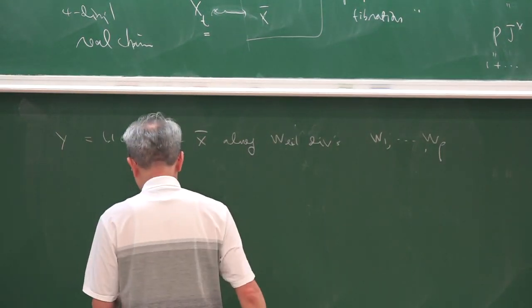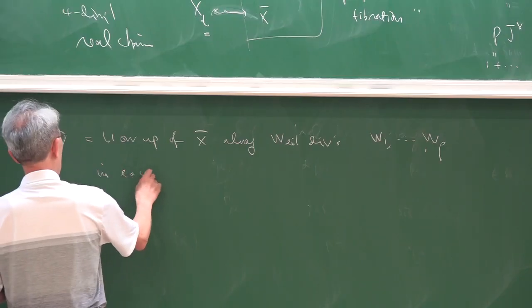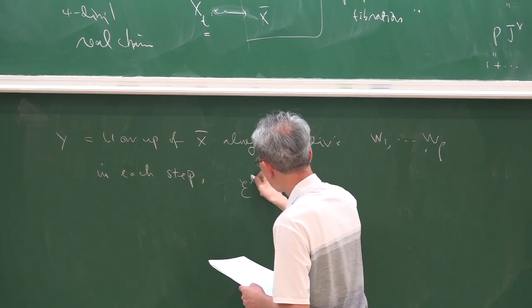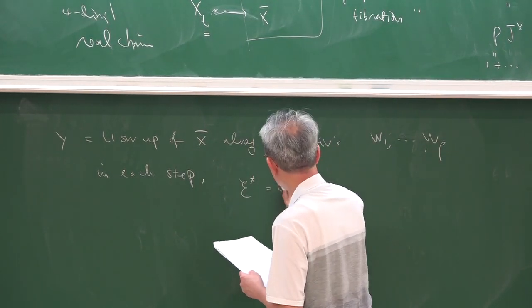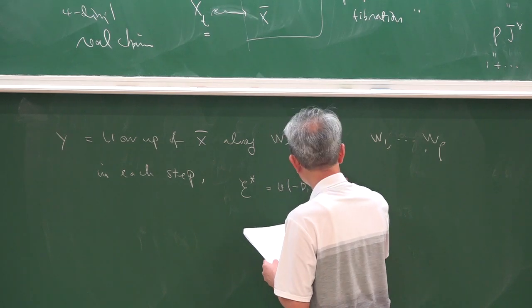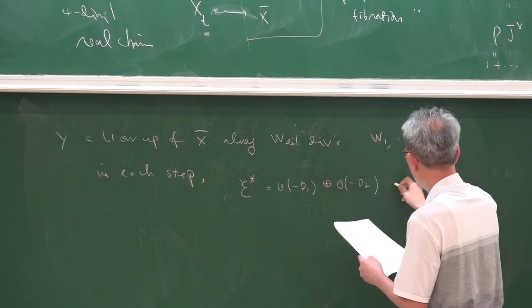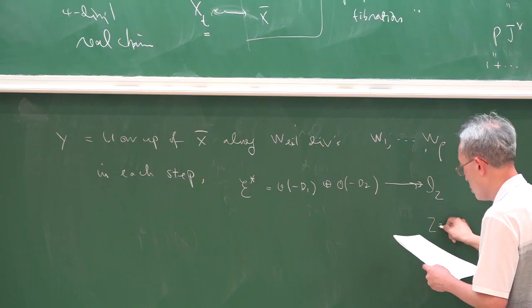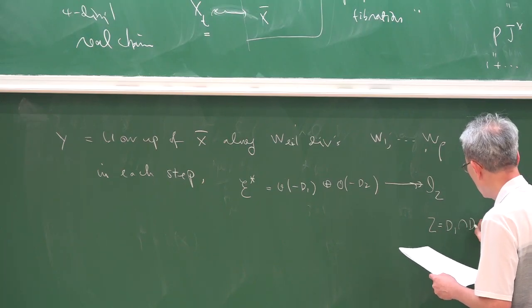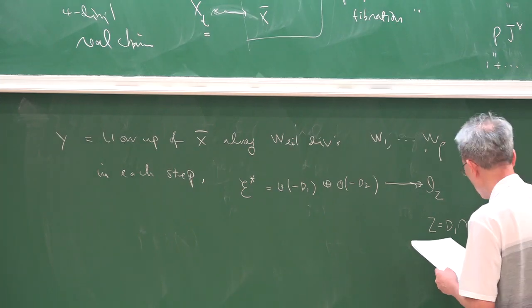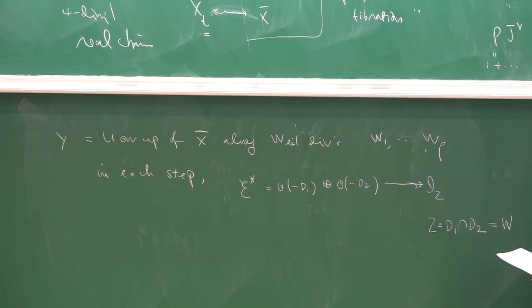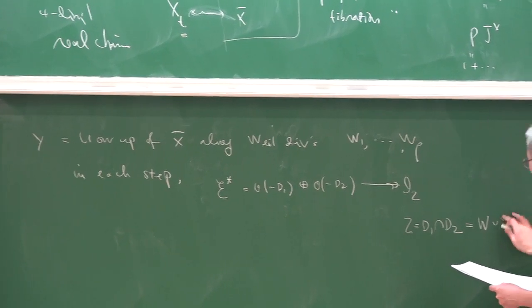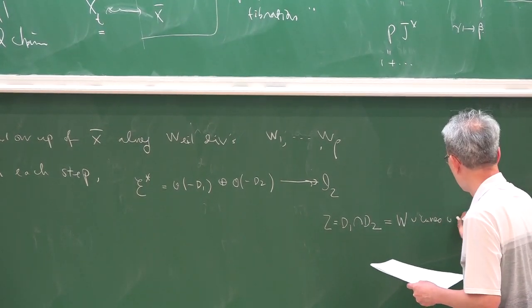Yeah. Then in each step, you set up this bundle, which is O minus D1, plus O minus D2, and subject to some ideal sheaf of Z. Z is defined to be D1 intersection D2, which is supposed to contain the base divisors you blow up, and together with maybe some other things. So maybe some other points, curves, points.